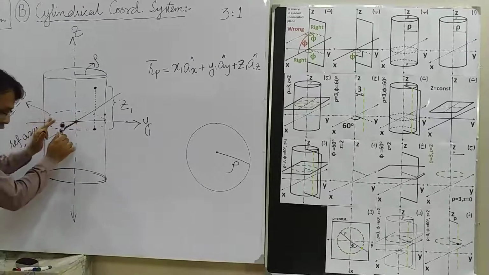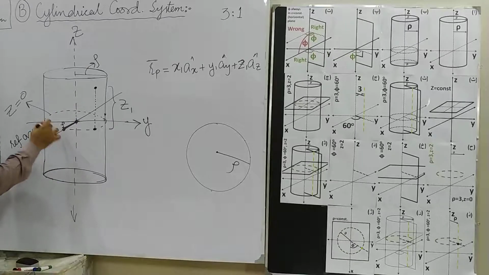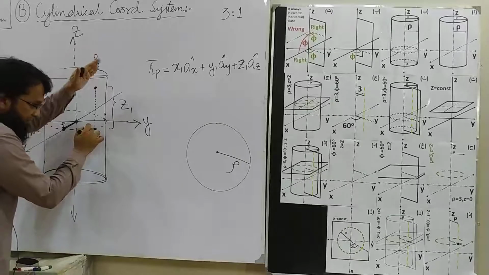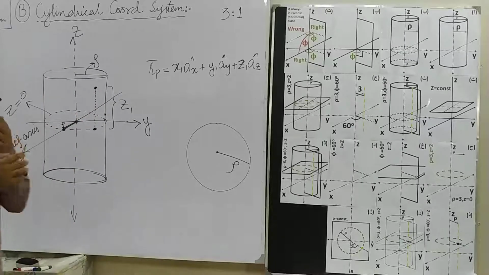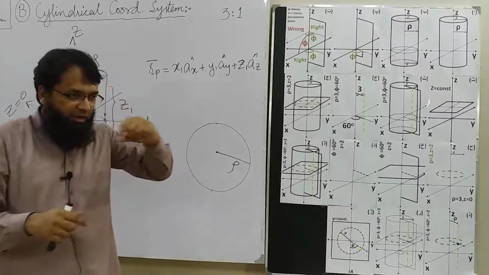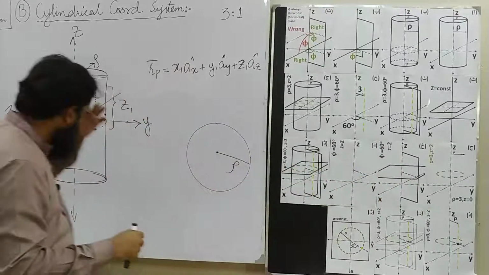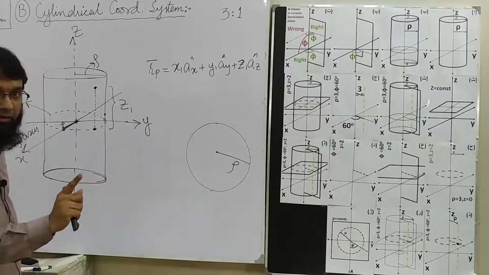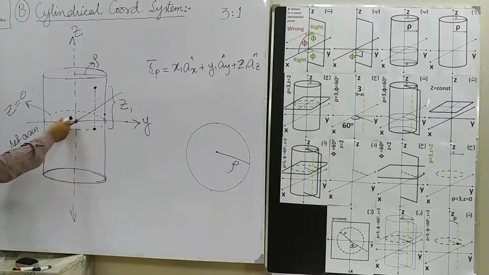Now keep rho constant, just like we did in the rectangular coordinate system. Move in the direction of x, then move in the direction of y. When we were moving in the direction of y, x was constant and z was constant. When we were moving in the direction of z, y was constant and x was constant. So this is the beauty of the way to define coordinates: if you are moving in one direction, the other two coordinates should not be changed. Otherwise that direction will not be defining any independent coordinate.